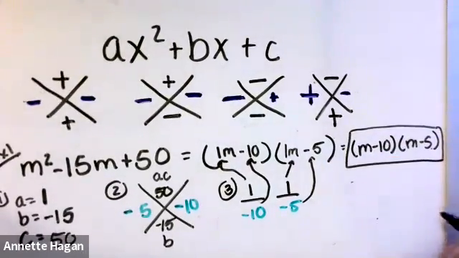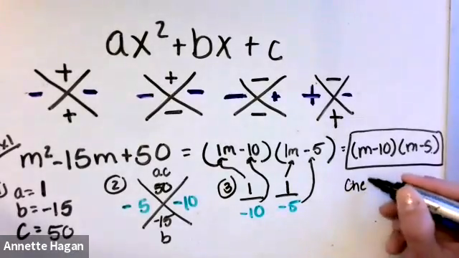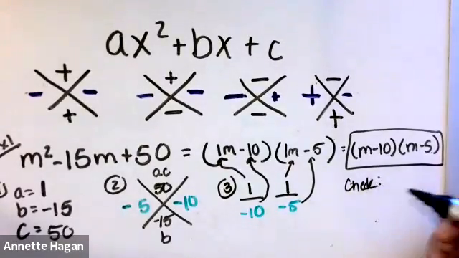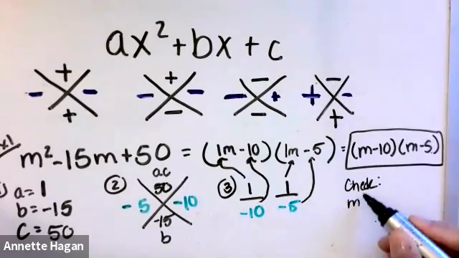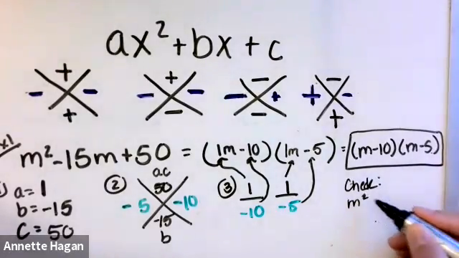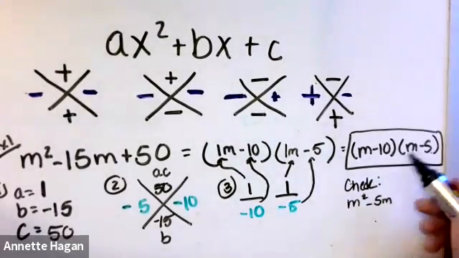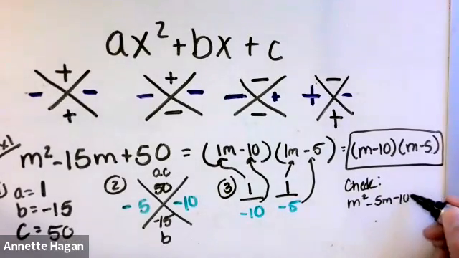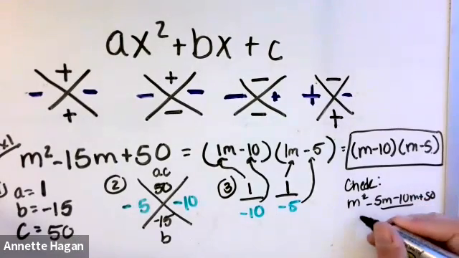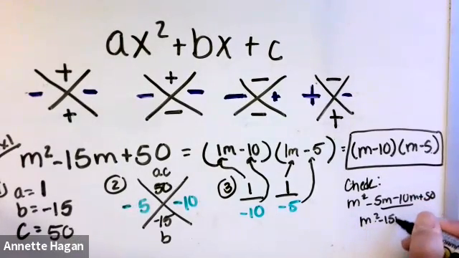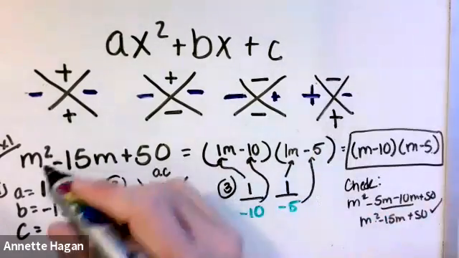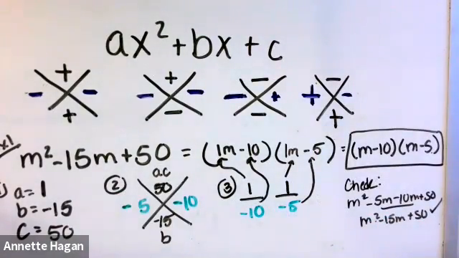If I want to check it, I can always FOIL it back out, and I can say m times m is m squared. M times negative 5 is negative 5m. Negative 10 times m is negative 10m, and negative 10 times negative 5 is positive 50. These are going to add up to m squared minus 15m plus 50. It checks off exactly what our original question was. So that's how we do this method.